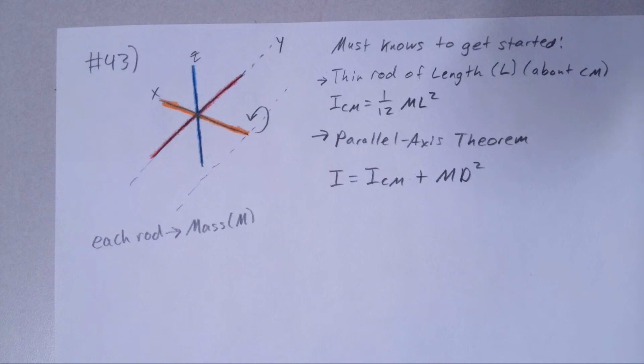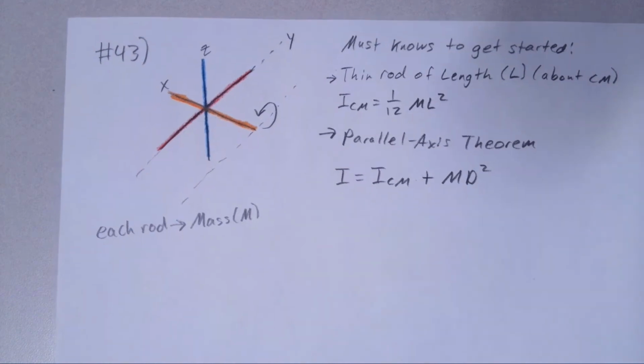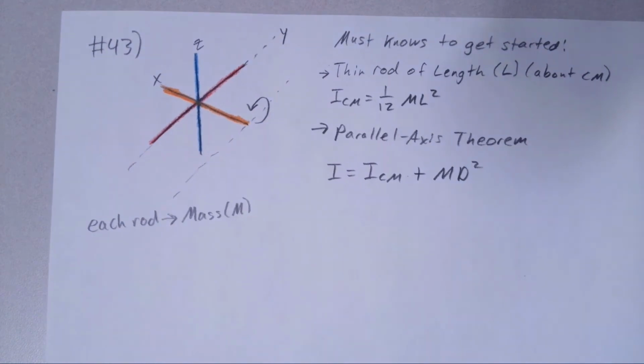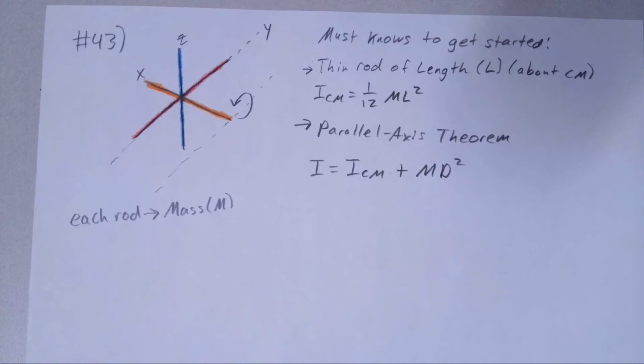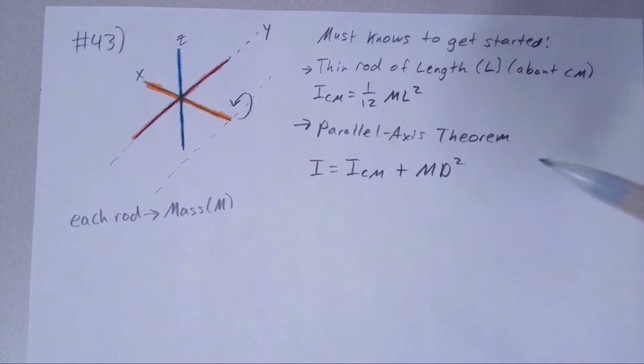This is Mr. Dahlstrom's take on helping out some problems from the AP Physics homework, specifically about number 43 and how to apply the parallel axis theorem to try to figure out the moment of inertia, or the rotational inertia, of this design here. This is sort of difficult because I'm trying to show 3 dimensions on 2 pages.